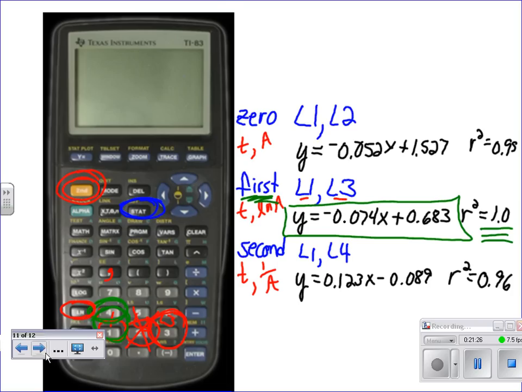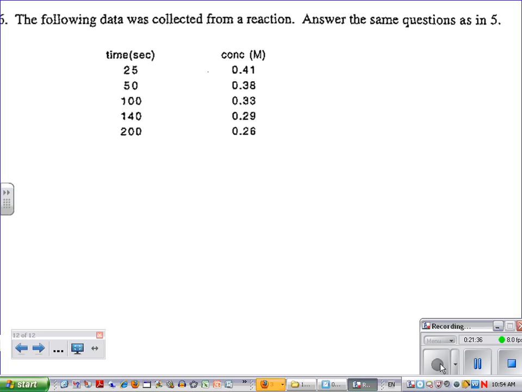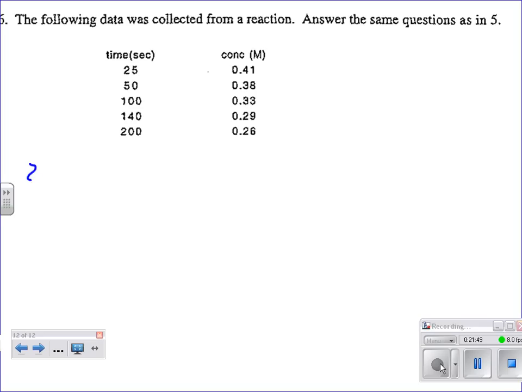Okay, we have one more problem, and then we're going to talk about units. Okay, this last problem, go ahead and take a second and plug all of that stuff into your calculator. Hopefully you've also plugged in your L3 and your L4, and you can go through and calculate the equation of a line. And we've got our zero, first, and second order equations that we come up with.